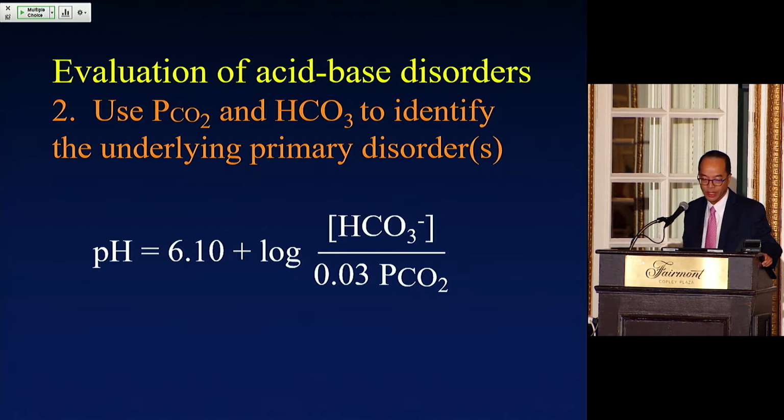The next question is to identify what the OCs are, what the underlying primary disorders are, and for that you need the PCO2 and the bicarbonate, often referred to as the total CO2 in the serum.